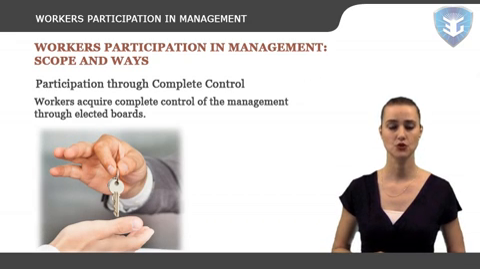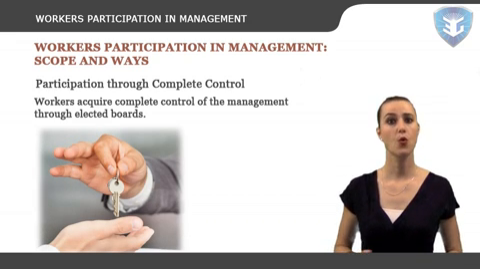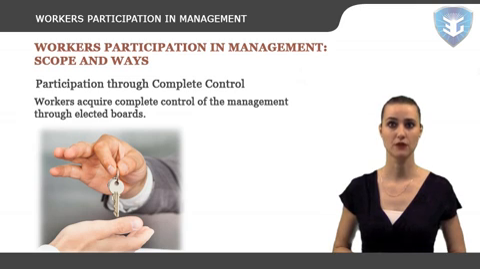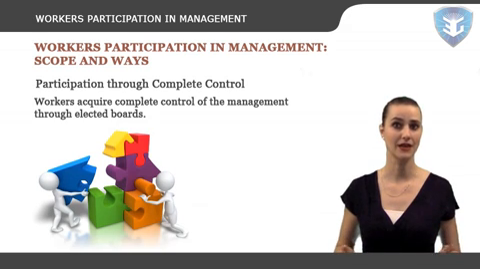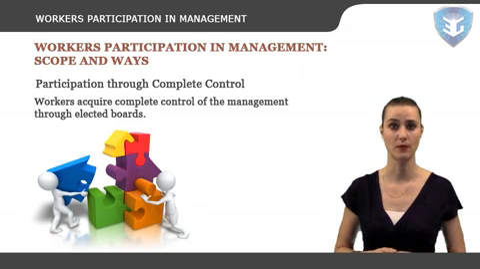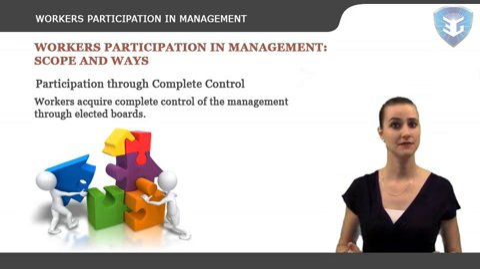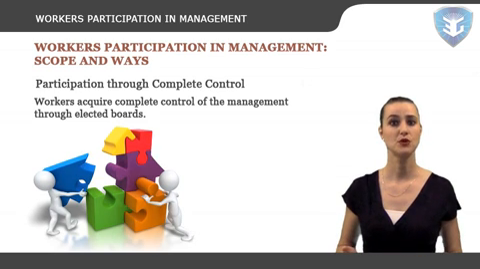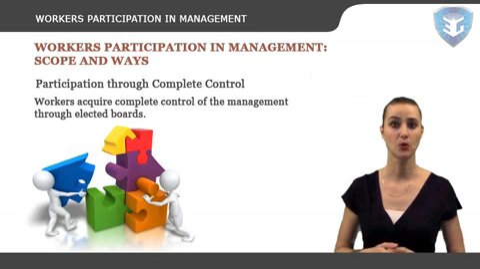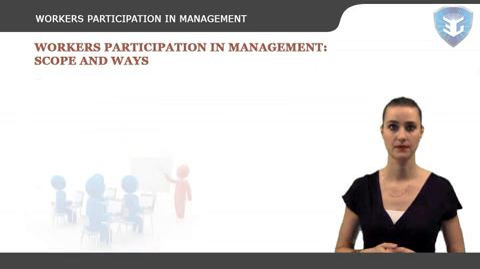Participation through complete control. Workers acquire complete control of the management through elected boards. The system of self-management in Yugoslavia is based on this concept. Self-management gives complete control to workers to manage directly all aspects of industries through the representatives. Advantages: ensures identification of the workers with their organization. Industrial disputes disappear when workers develop loyalty to their organization.